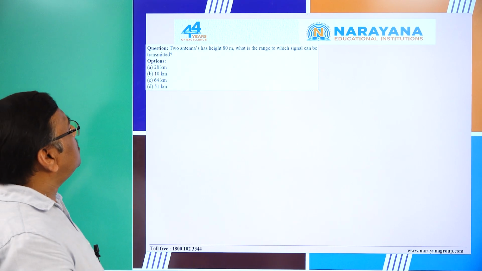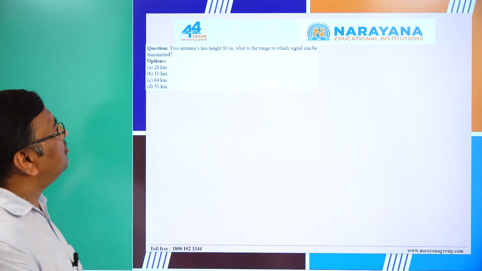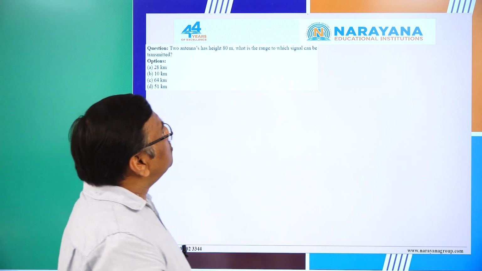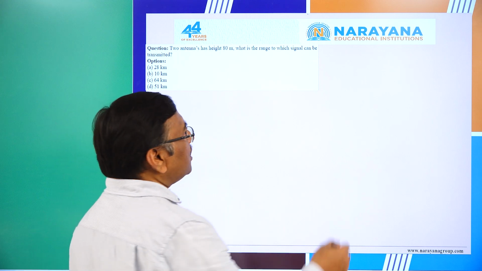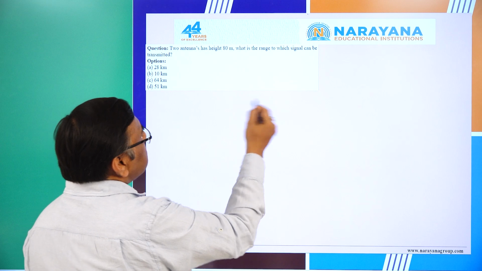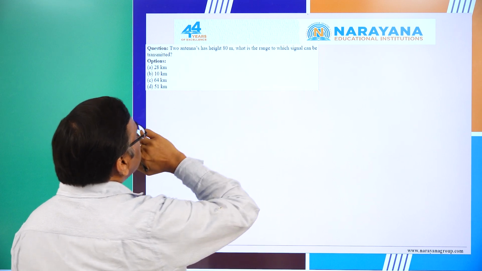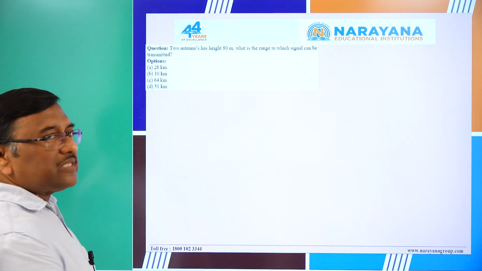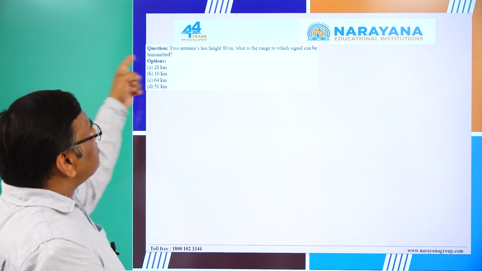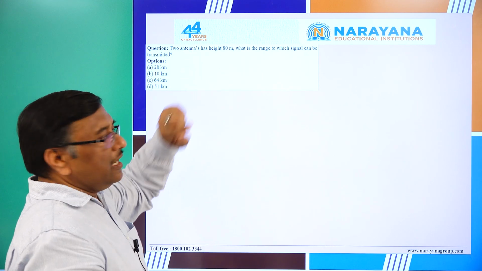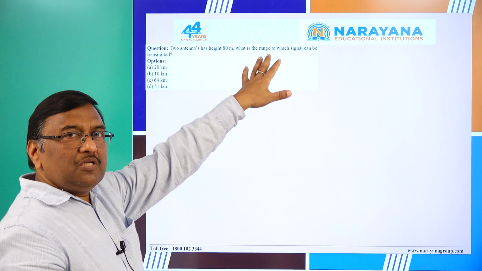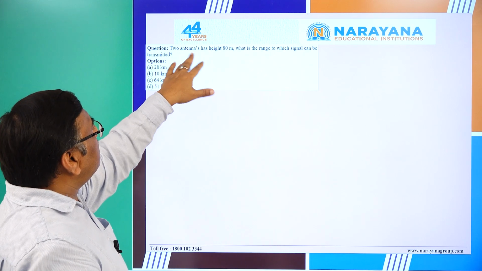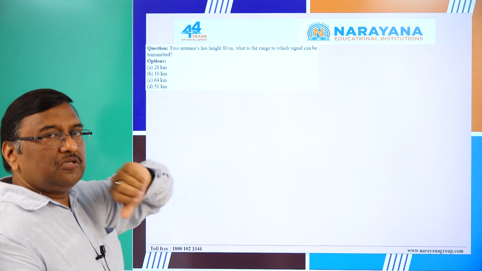Here what he is saying, two antennas have height 80 meter, what is the range to which signals can be transmitted? Simple. How are you writing? Let us see. Again, it is what he is not mentioning. I think it should be the line of sight propagation. If it is a line of sight propagation, it does depend on the height. So again, no problem. In the original paper, they must be writing it there. Okay, it is a line of sight communication system.